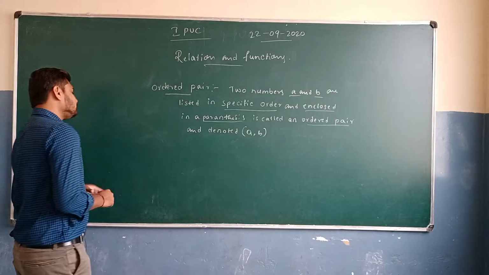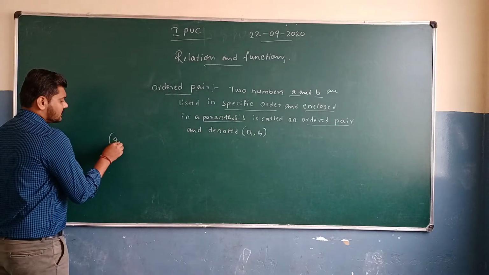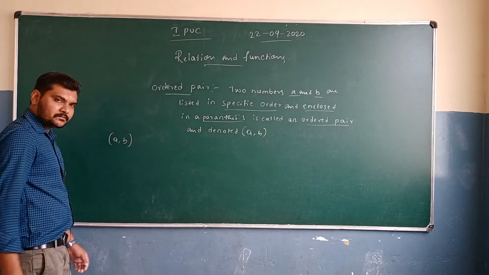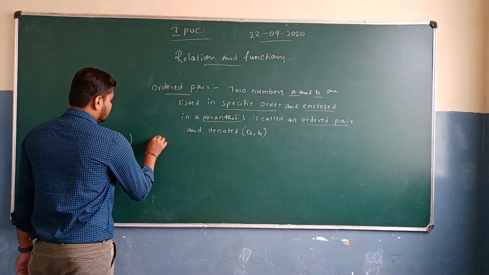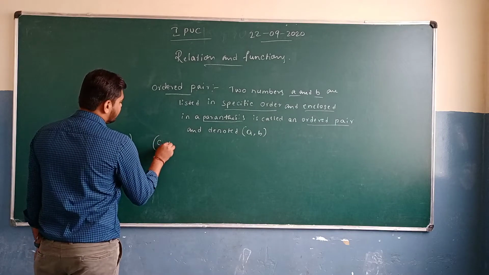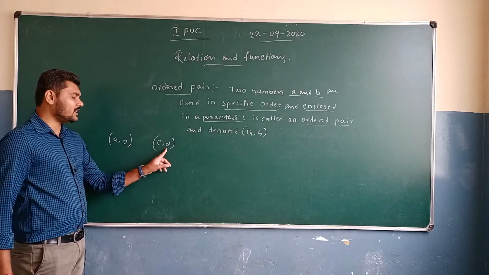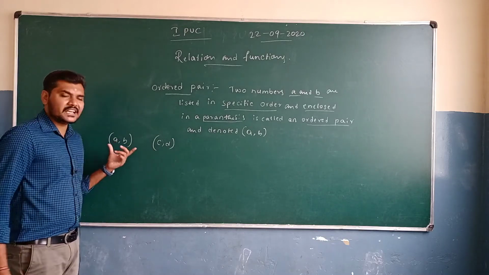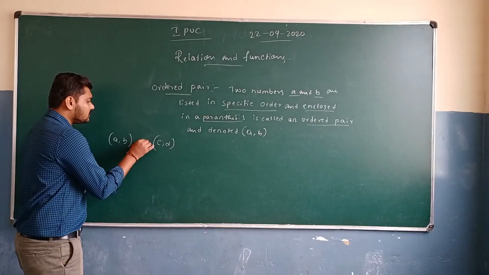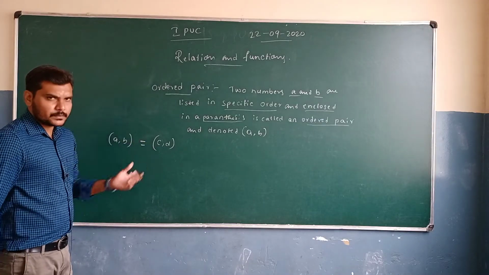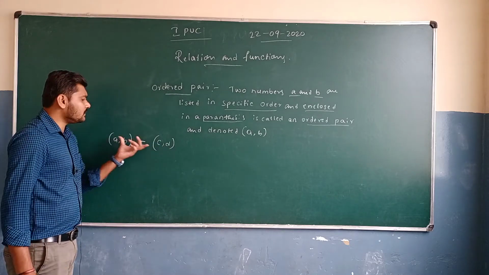So now we have two ordered pairs. Suppose a comma b is going to be the first ordered pair, and c comma d is an ordered pair. Okay, c comma d is one ordered pair. a comma b is again going to be an ordered pair. Suppose this a comma b is an ordered pair which is equal to c comma d. Suppose a comma b is equal to c comma d, meaning this ordered pair is equal to this ordered pair.